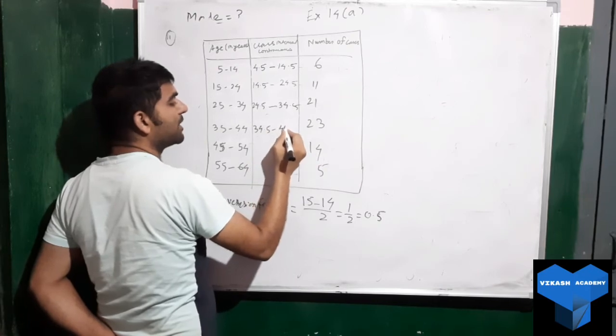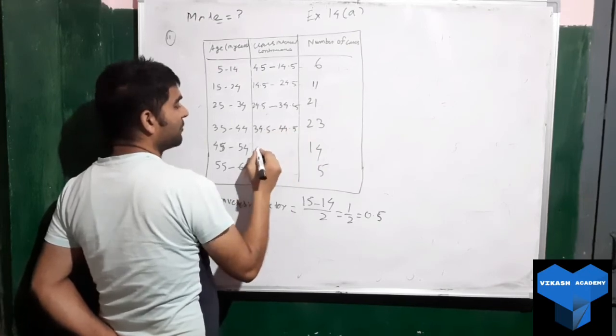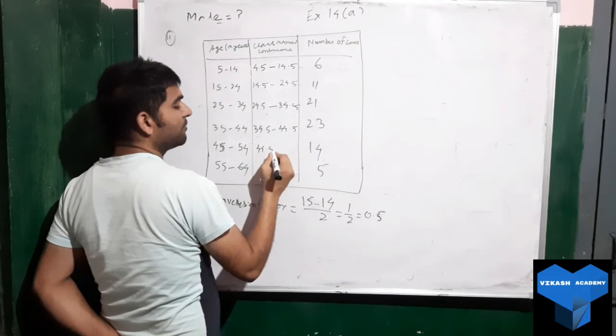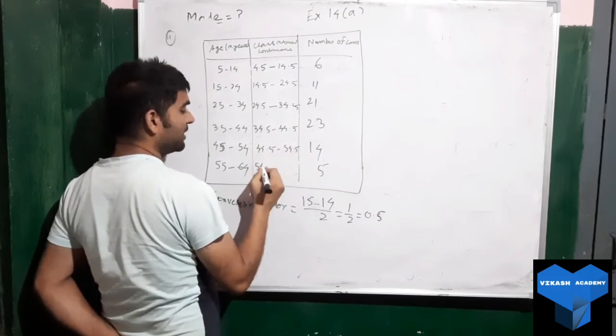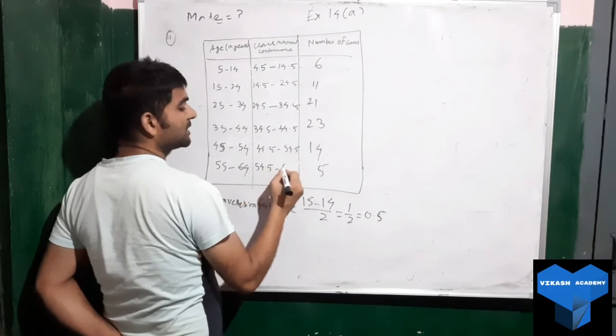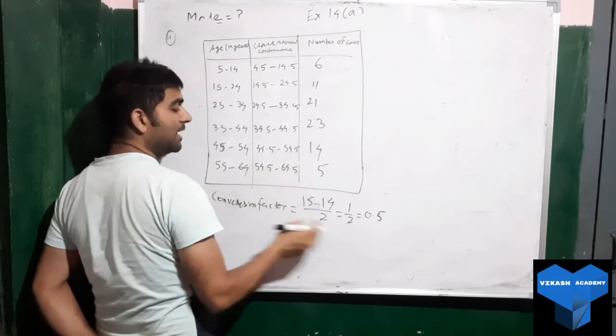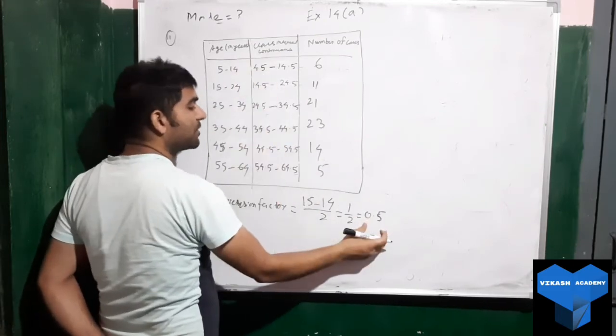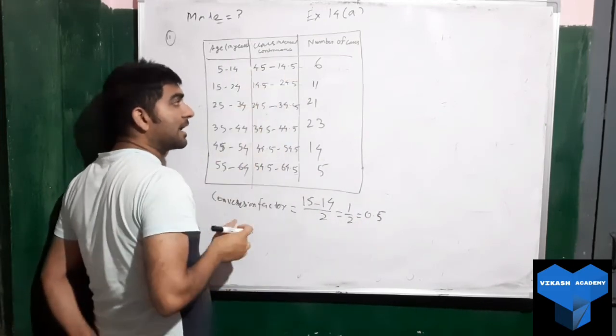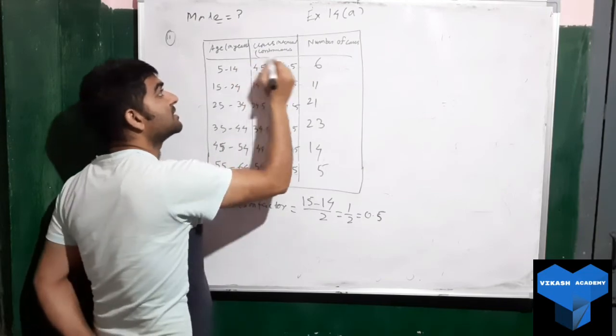Next, 44.5. 44.5 to 54.5. Next, 54.5 to 64.5. So by adding to the upper limit and subtracting from the lower limit, we have to get this continuous class interval.